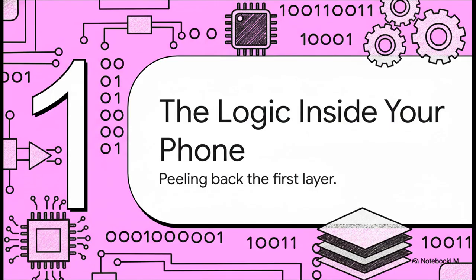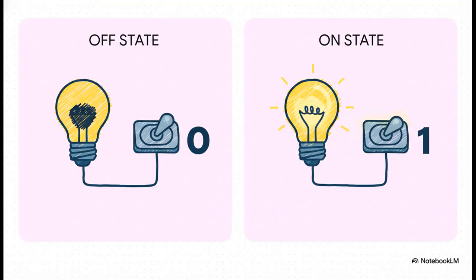To understand how all this magic works, we've got to peel back the very first layer. And I mean the most basic, fundamental idea there is. And here it is, the big secret. Everything, and I mean everything, from the most complex calculation to the silliest cat video, gets broken down into one simple choice. Is a switch on or is it off? That's it. We call on 1 and off 0, and believe it or not, that's the entire language computers speak.